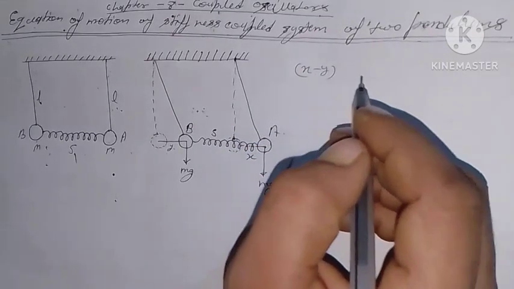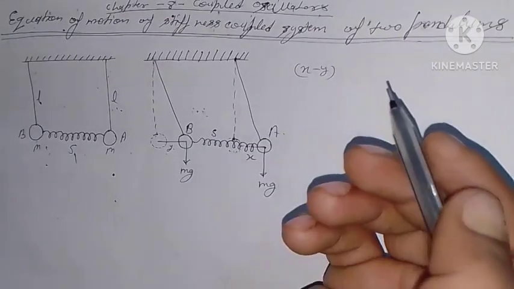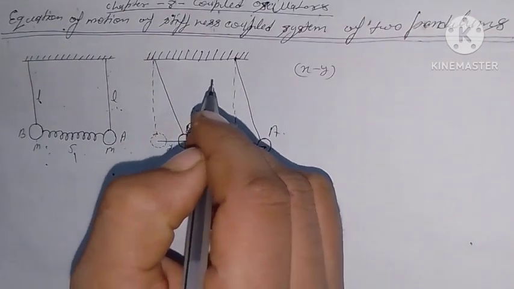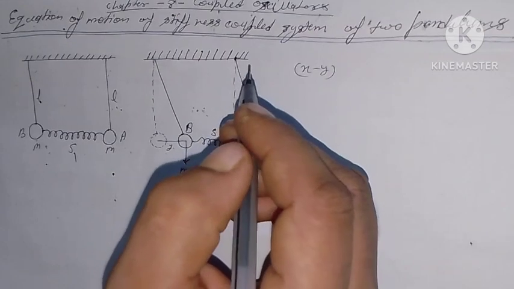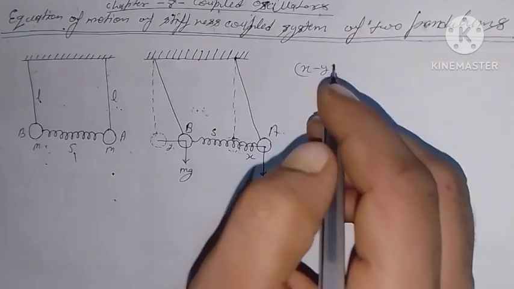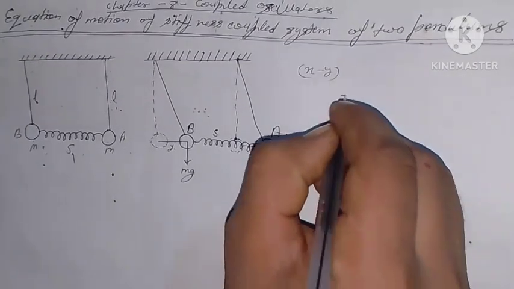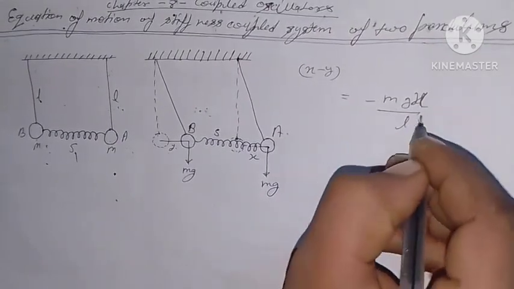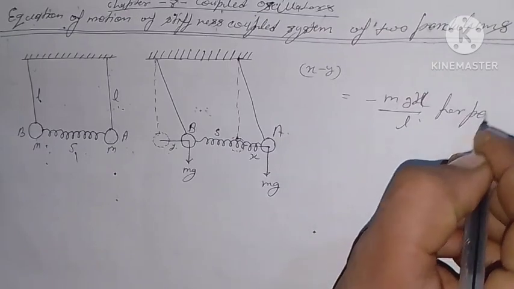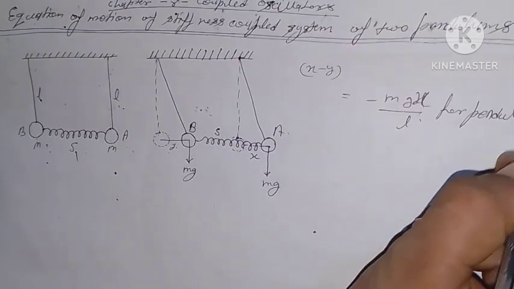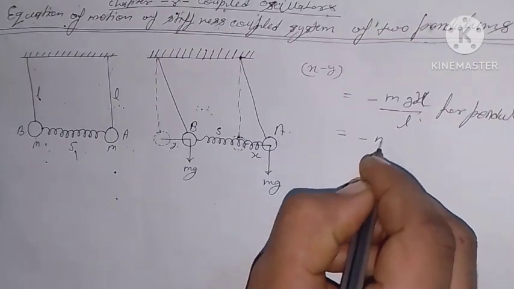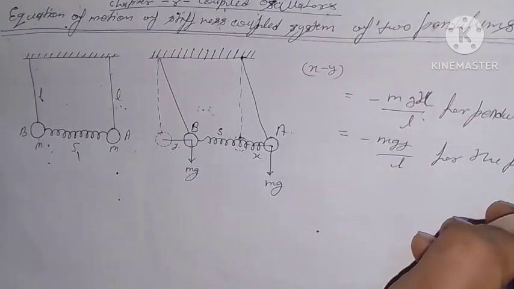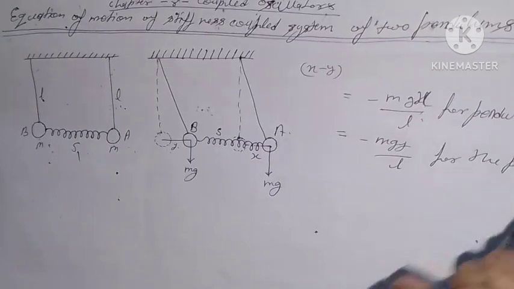The force tending to bring the bobs of the pendulums back to their mean position, due to gravity, is minus mgx by L for pendulum A, and minus mgy by L for pendulum B.